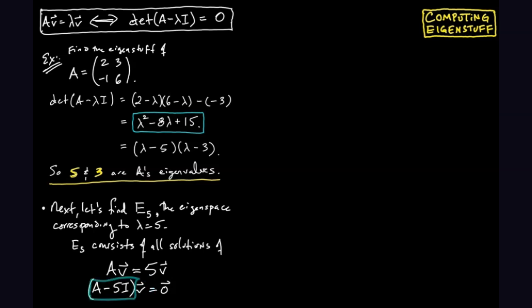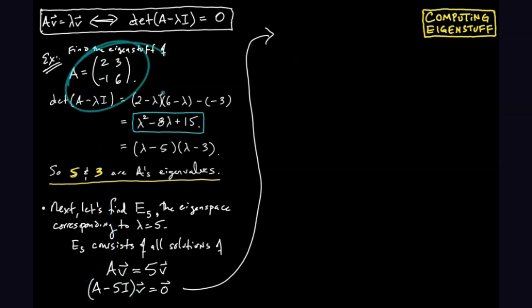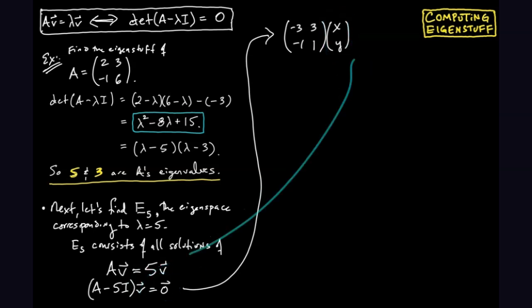A minus 5I is a very specific matrix, namely this matrix when we subtract 5 off the entries on its main diagonal. So let's go ahead and rewrite this up here. For A minus 5I, well, let's see. Here's A. If I subtract 5 off the entries in the main diagonal, I get this matrix, whose rows are minus 3, 3, and minus 1, 1. For vector v, I'll just call that x and y, since those are our unknowns, and then equal to the 0 vector, which I could write out like this, 0, 0.